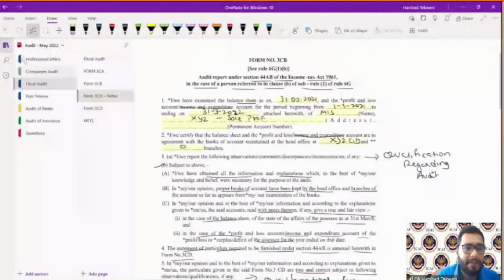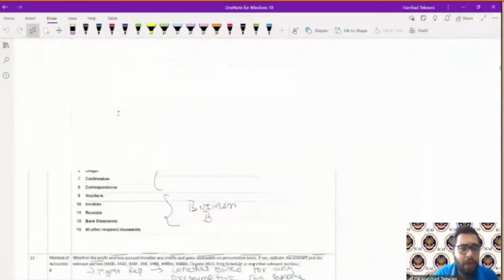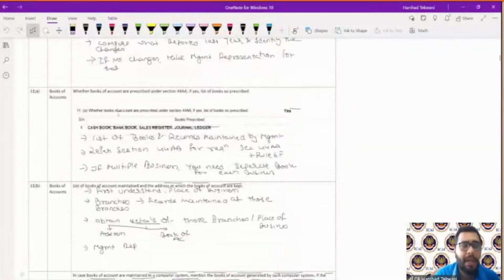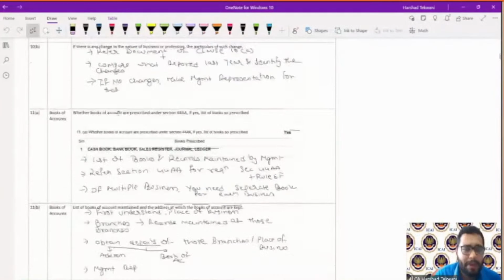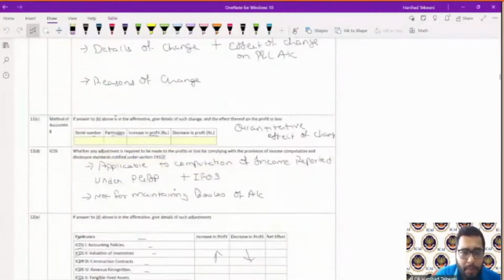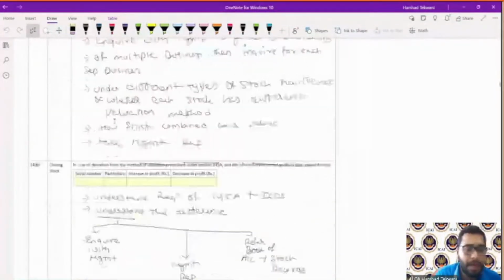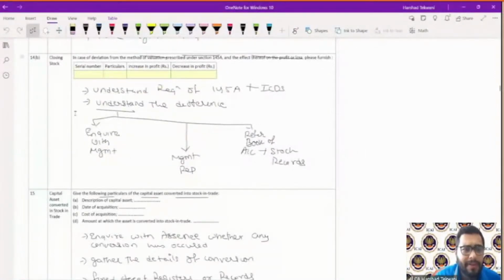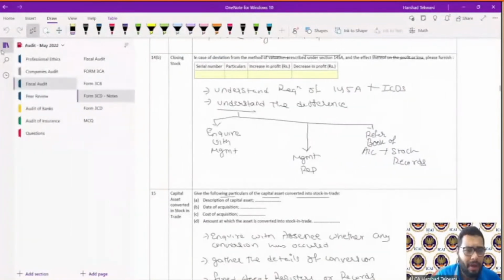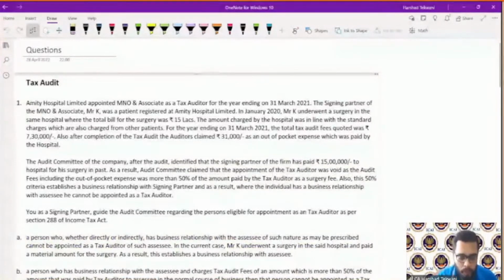Then we discussed form 3CD clause by clause. Remember, each clause we discussed in detail. Form 3CD, like with respect to depreciation, with respect to the amounts not debited or credited to the profit and loss account, then ICDS, then TDS. There are various clauses that we discussed in form 3CD. That day we also solved some MCQs, but today we are going to solve some more MCQs. So let's start.